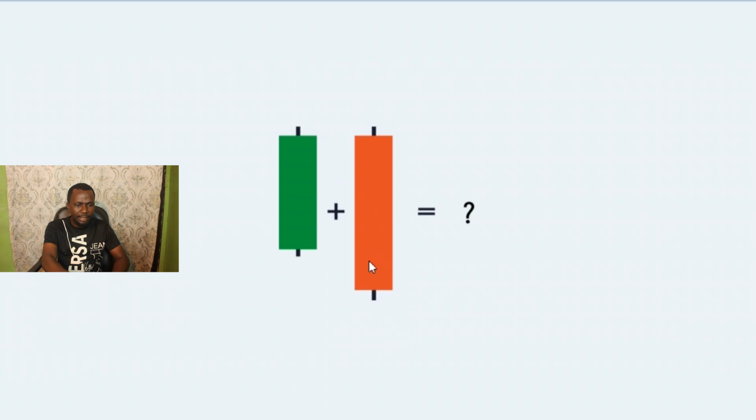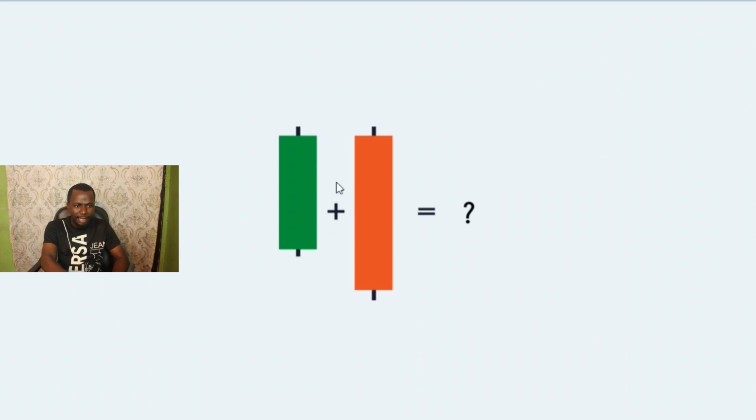Which tells you that the sellers are in control, because the buyers came here and pushed the price up, and then the sellers came and pushed it down, making it engulf below this green candle, telling you that the sellers are in control. So this is a candlestick pattern known as the bearish engulfing pattern. When you identify this pattern, you know that the sellers are in control.